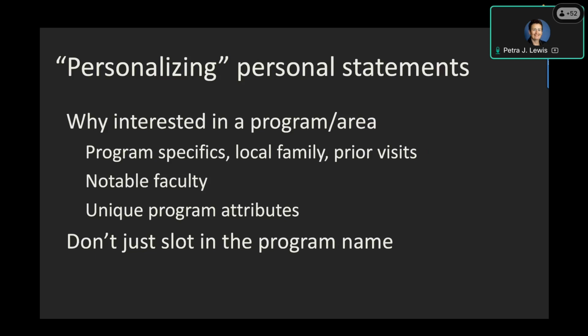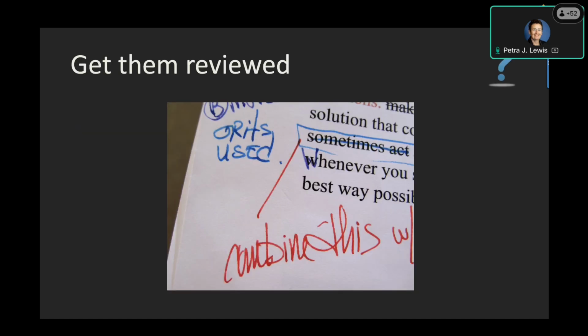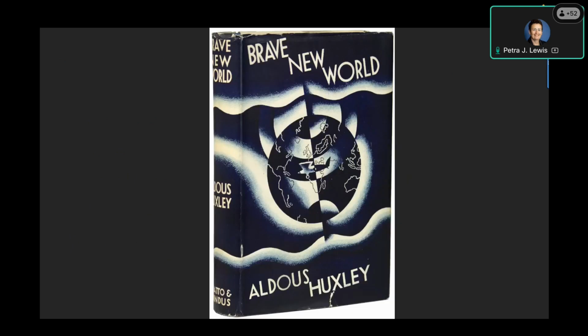Don't just slot in the program name, right? If you just put in, I really want to be a resident at Dartmouth-Hitchcock, period, and yeah, okay, don't bother. That's just too much work for you. But strongly consider, for programs that you really want to go to and you have a very specific interest in, put that in. Get them reviewed by several people. Ask your faculty advisor to do it. Ask your friends and family to do it. See how it reads.